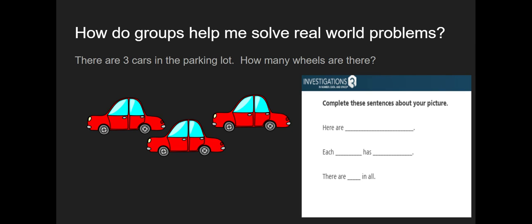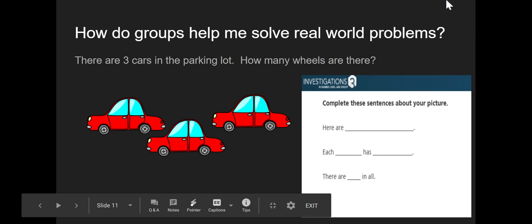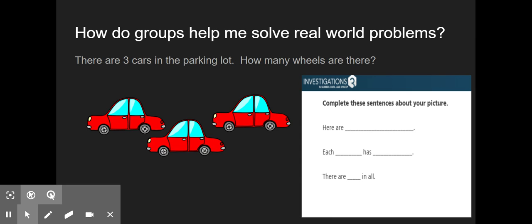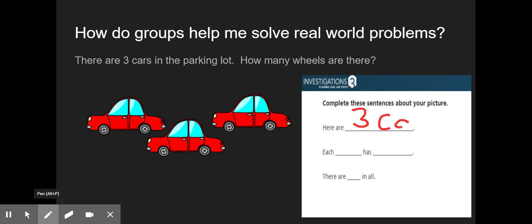How do groups help me solve real-world problems? I might have a problem that looks like this. There are 3 cars in the parking lot. How many wheels are there? And I would want to try to write on this problem. So I'm going to use these 3 sentences and fill in. Here are 3, I'm going to use my pen, 3 cars.